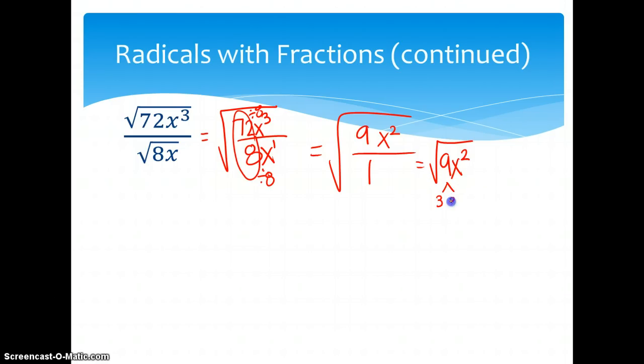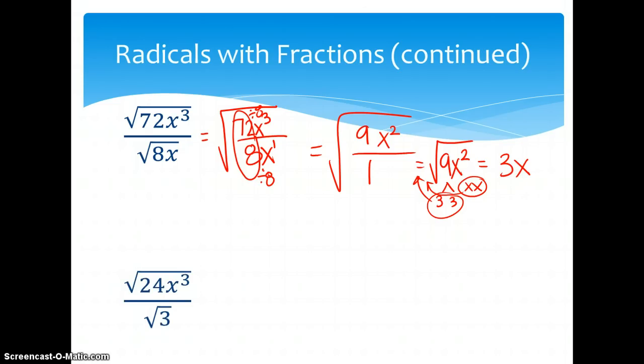So 9 is 3 and 3, which we can take the square root of. We have a pair of x's, we can take the square root of that. And the final simplification would be 3x. Take a minute, try this one on your own.